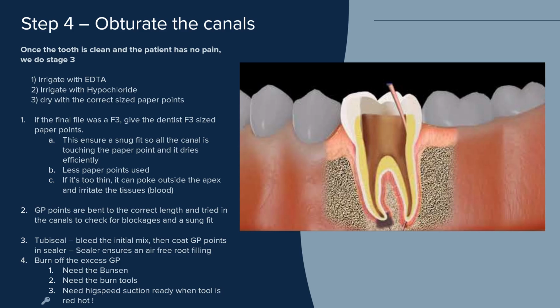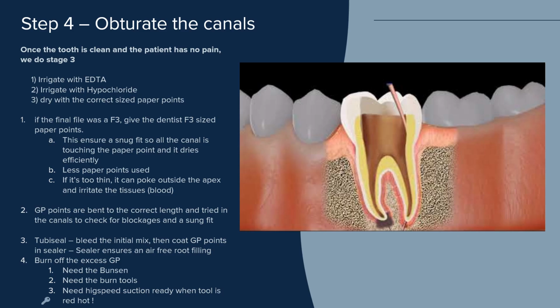In terms of paper points, if the final file that I used was an F3, give me an F3 paper point. This ensures a snug fit so that all the canal is touching the paper point and it dries efficiently. This also means that fewer paper points are used, and if it's too thin, it can actually poke through the apex of the tooth and cause irritation and cause it to bleed. So if you see the dentist pulling out the paper point with a bit of blood, they've gone a little bit too far, or there's still some pulp tissue there.